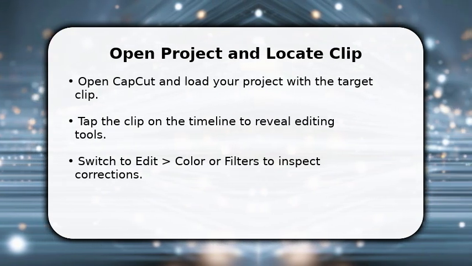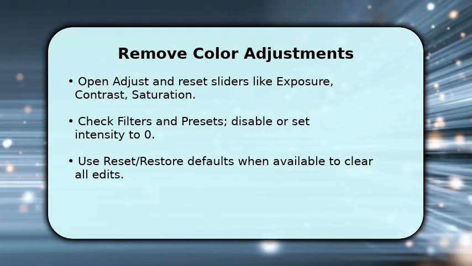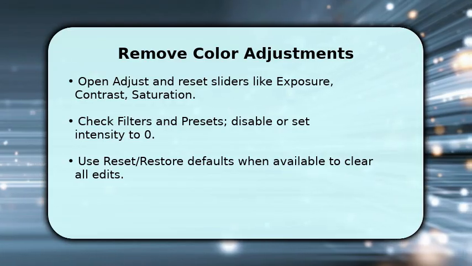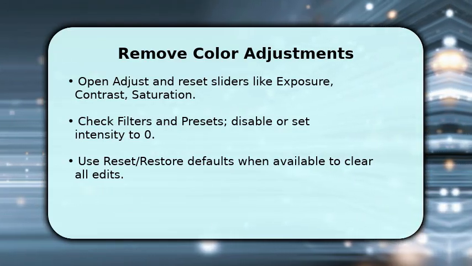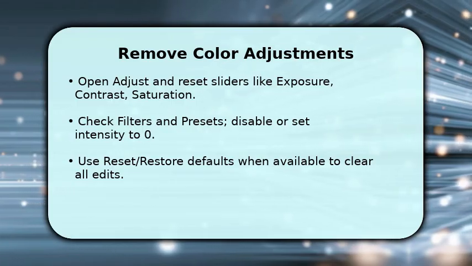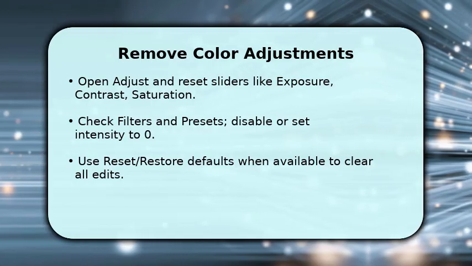Open Adjust and tap each slider: exposure, contrast, saturation, temperature, and set them back to neutral or use reset. Then check filters. If a filter is applied, reduce its intensity to 0 or disable it entirely. If a preset is active, choose None or tap Restore Defaults. This clears multiple changes at once.